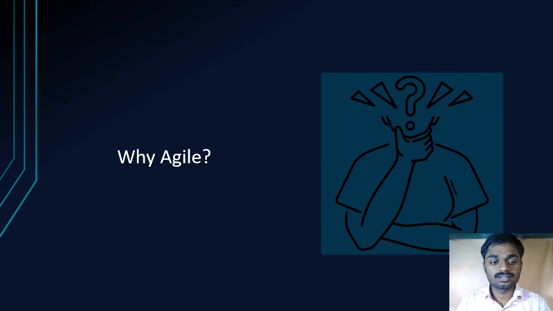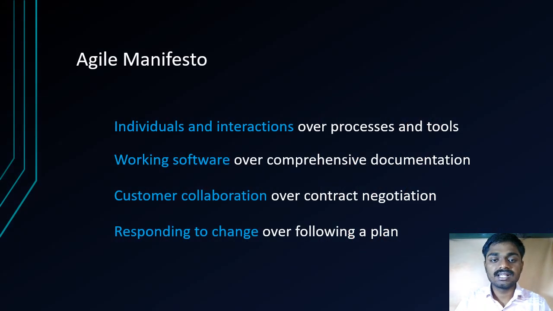And next, let's see about the Agile Manifesto. Individuals and interactions over process and tools, working software over comprehensive documentation, customer collaboration over contract negotiation, responding to change over following a plan. Let's discuss each of the Agile manifesto values.